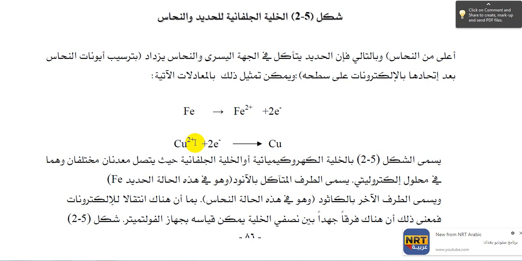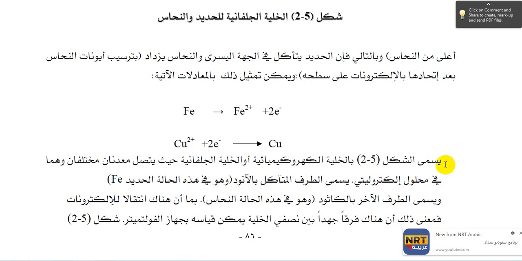As well as the Cu positive ion plus 2 electrons, acquiring 2 electrons, will be turned to more mass of Cu. Thus, in the galvanic cell, we will gain more mass for Cu by corroding the Fe. لذا في الخلية الجلفانية سنحصل على المزيد من كتلة النحاس عن طريق إذابة أو عن طريق تآكل الحديد.